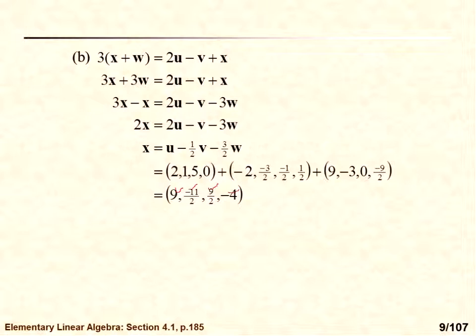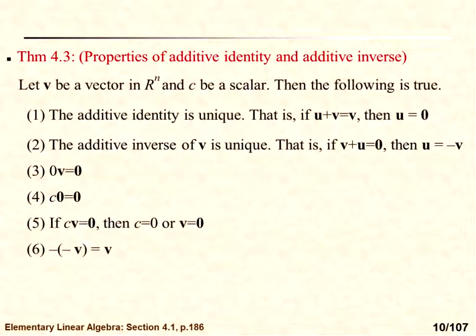And we get a vector x equal to the x component, y component, z component, and the next, fourth component. So this is the procedure. Now next, properties of additive identity and additive inverse.